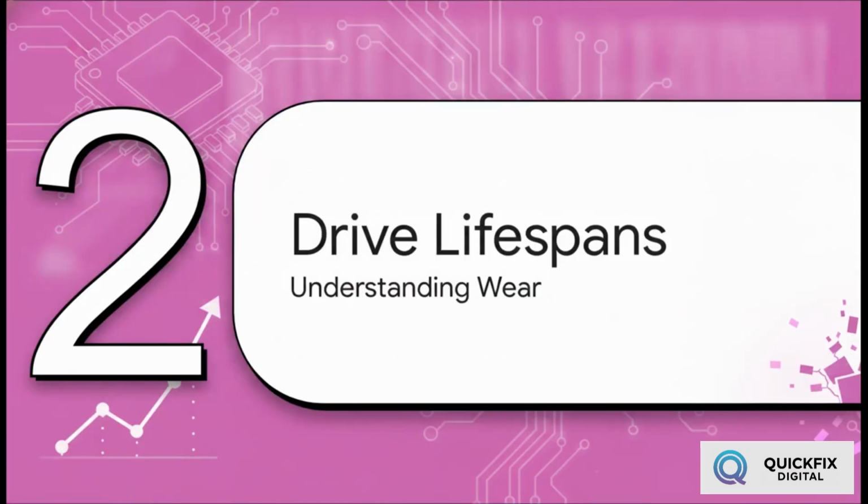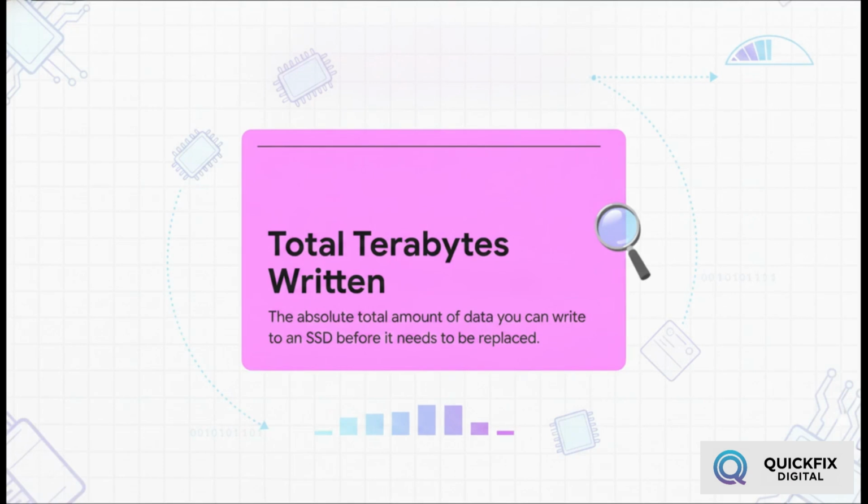Let's move to section 2, understanding drive lifespans. Okay, so while SSDs are incredibly durable, they definitely aren't immortal. They actually degrade silently over time, and that degradation is directly tied to the sheer amount of data you write to them. That brings us to a super important metric: total terabytes written, or TBW. You can think of TBW basically as the mileage on your car. It's the absolute total amount of data you can write to that drive before it essentially needs to be replaced. And we're talking really big numbers here. Some of the high-end SSDs out there can handle up to 600 terabytes before they hit that limit.